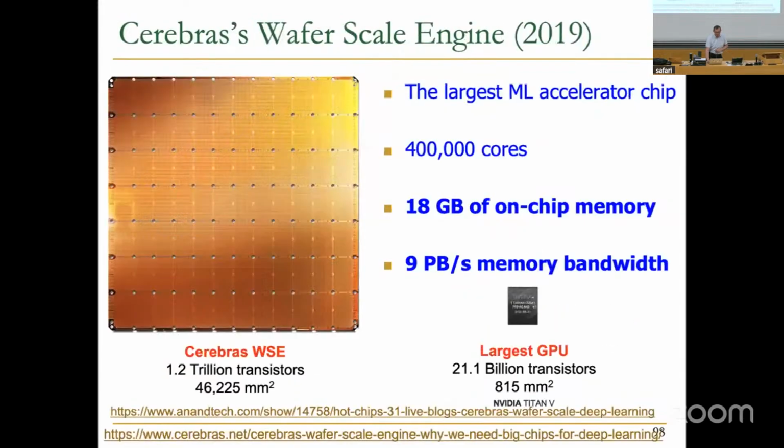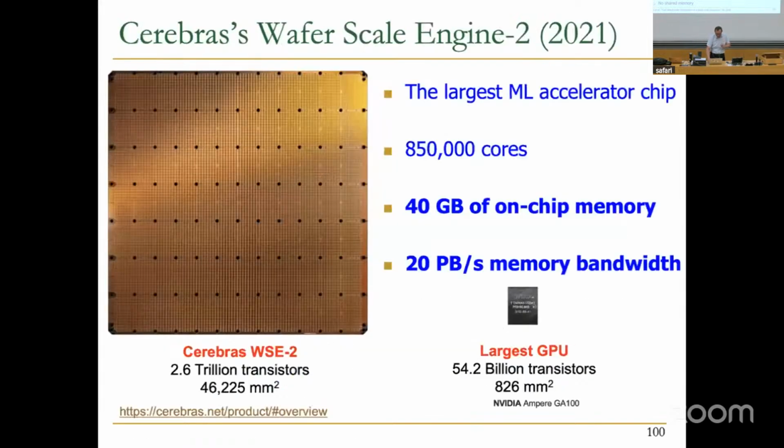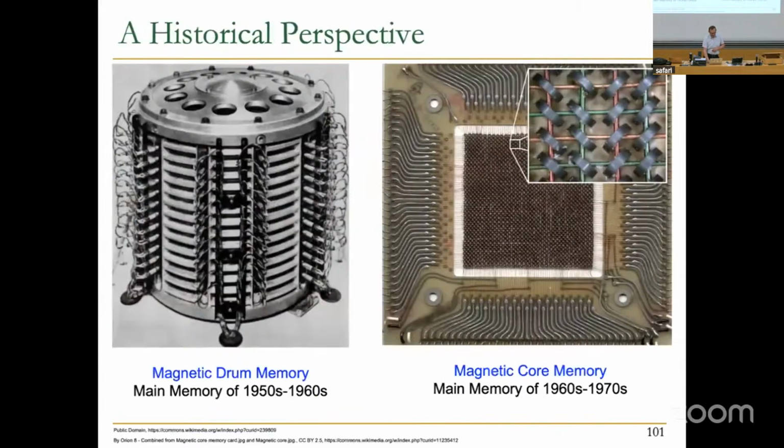Okay, if you look at ML accelerators, we've seen examples before. Here, there are no caches currently. If you look at the tile that we examined in the past, this is a SIMD processor, if you remember. It has SIMD floating point multiply and accumulate units. And in each tile, you have a 42 kilobyte scratchpad, totaling 18 gigabytes in the full chip in this particular example. So here the programmer does everything, or the compiler. This is why it is a bit more difficult to program. And this is increasing over time.